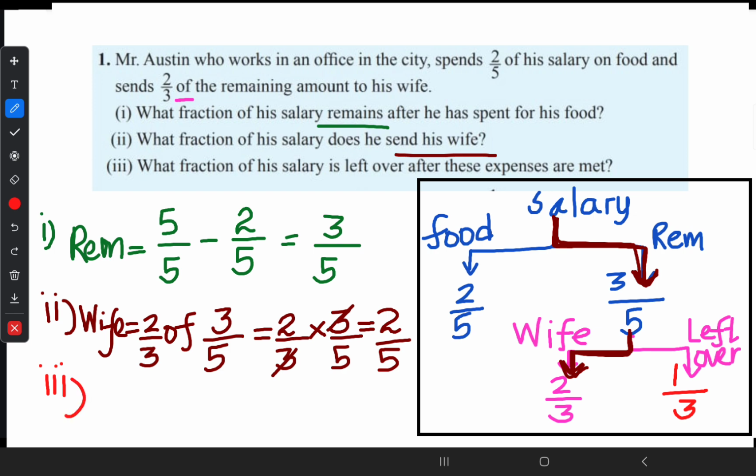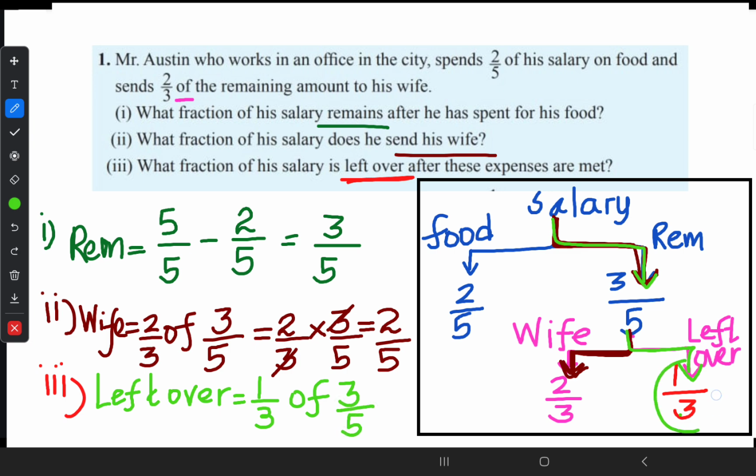What fraction of his salary is left over after these expenses are met? Okay, now you should find the leftover fraction from his total salary. Here also you cannot write it as 1 upon 3 directly. The same thing which I told you previously applies here as well. From the salary he will come to the remaining. From the remaining only he will keep the leftover amount as this one. So the leftover amount would be 1 upon 3 of 3 over 5.